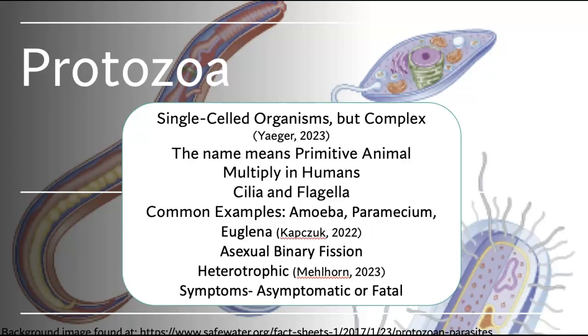Symptoms of protozoa aren't always noticeable, so you may be asymptomatic, and in worst cases it can be fatal, cause death, but diarrhea, fever, abdominal pain, symptoms like that are usually pretty common.